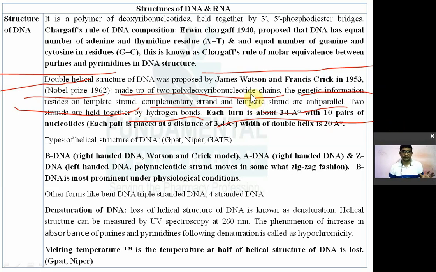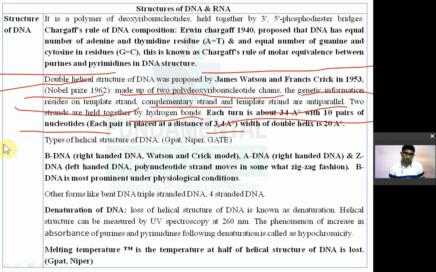Now in each turn there are 10 base pairs of nucleotides. एक टर्न में कितना होगा बेस पेयर? 10 base pairs of nucleotides. Now each base pair is placed at a distance of 3.4 angstrom. मतलब एक टर्न का एरिया 34 angstrom है, ठीक है. उसमें कितने बेस पेयर रहेंगे? 10 बेस पेयर. तो हर एक बेस पेयर में डिस्टेंस कितना रहेगा? 3.4 angstrom. Now total width of this double helix is 20 angstrom.